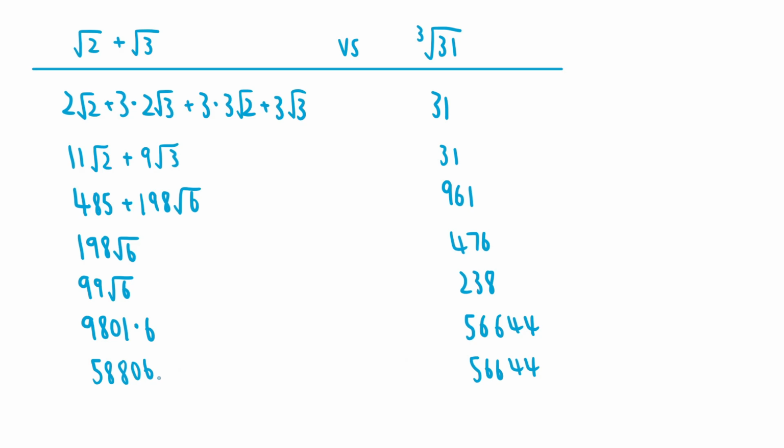We can use this to infer that the original expression on the left-hand side is the greater of the two expressions because we have only done the same operations that don't change the order of the inequality on both sides at each step. This implies square root of 2 plus square root of 3 is greater than the cube root of 31.